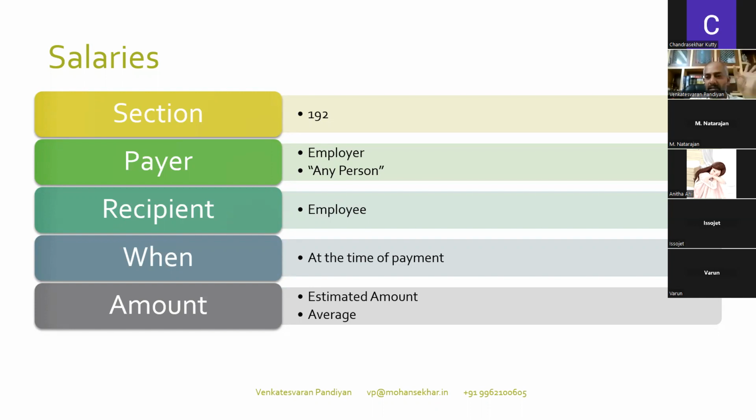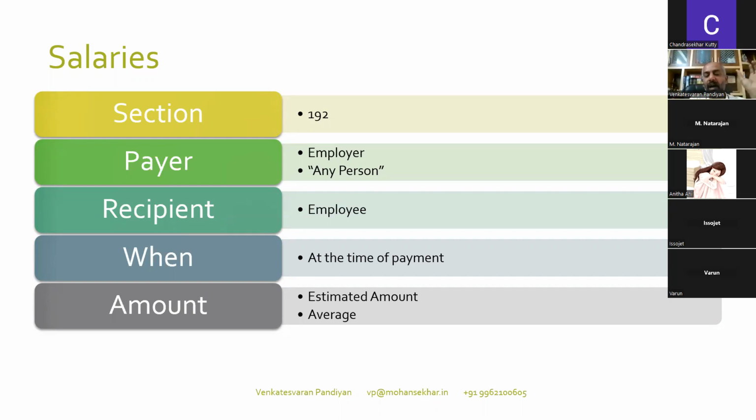So the payer is the employer. Who is the recipient? Obviously, it is the employee. No much discussion is required. At the time of payment, that is the day when the salary is paid, TDS has to be deducted. What is the amount? This is very different. Salary is very different from other provisions, which we will see in the subsequent slide.